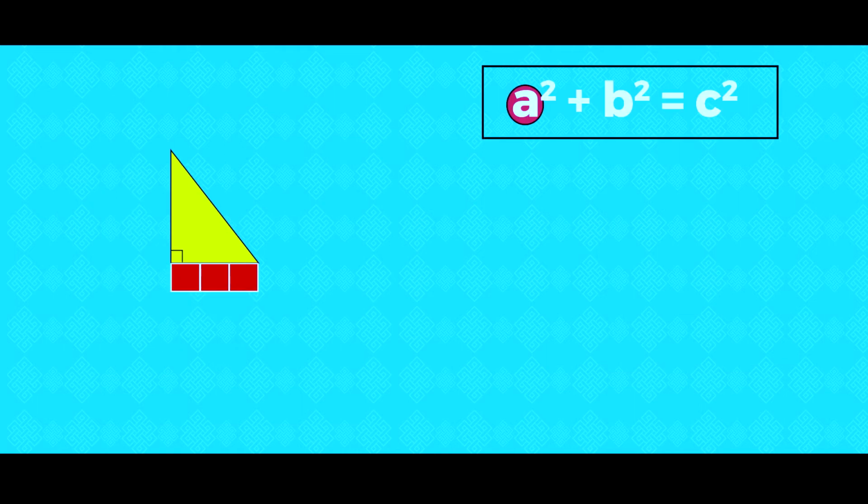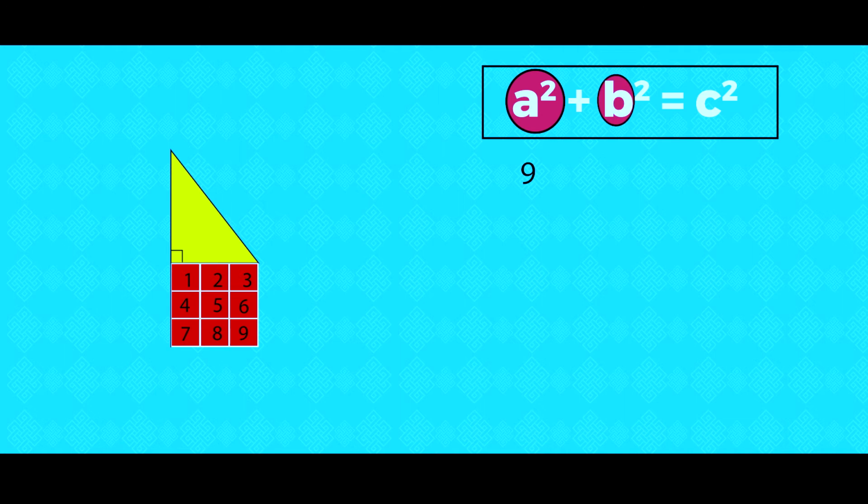Starting with the adjacent side, that is 3 units long, what do we get if we square the side? Squaring 3 means multiplying 3 times 3, which equals 9. And the geometric equivalent of squaring something results in a square shape. As you can see, this square contains 9 unit squares. So the red area represents the value of A square in the Pythagorean theorem.